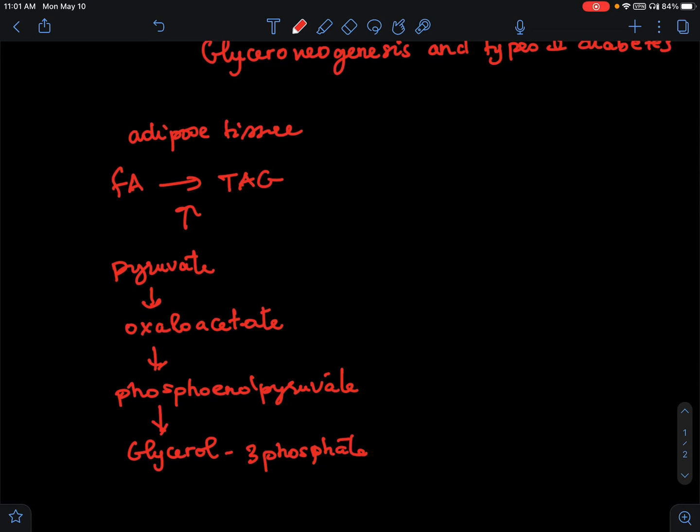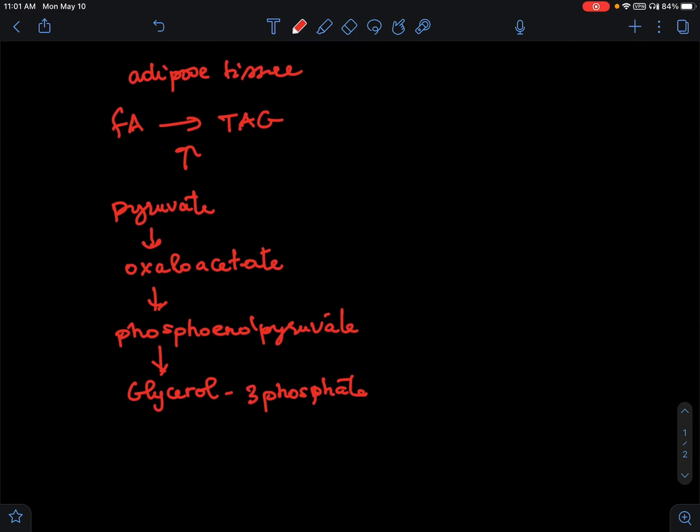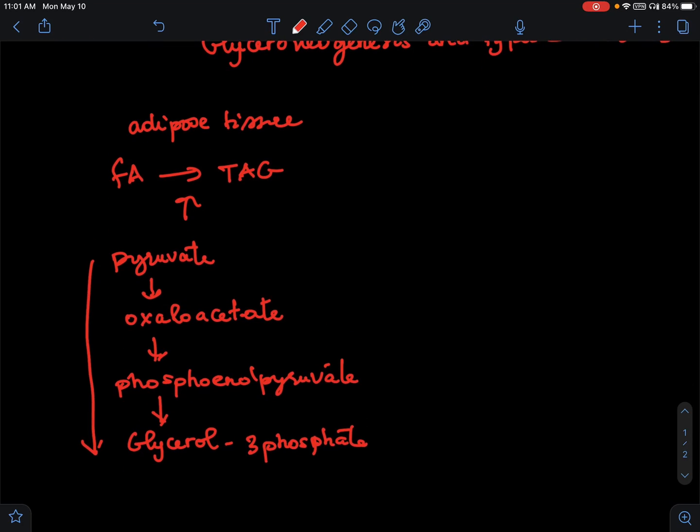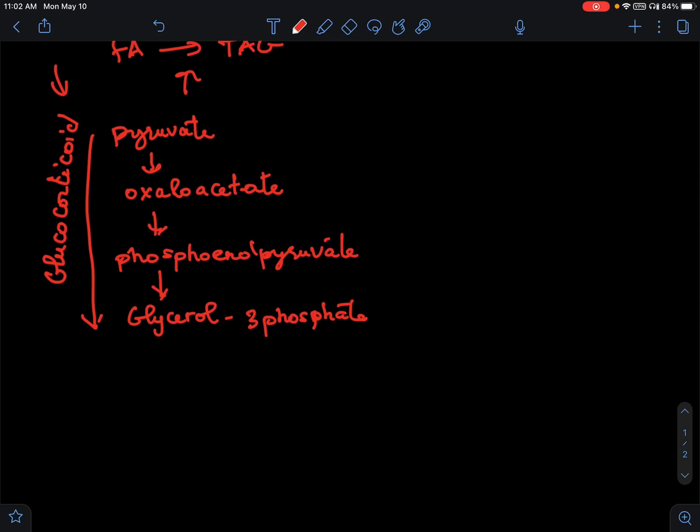Okay. So now we'll talk about which hormone will regulate the glyceroneogenesis. So the hormone that may regulate the glyceroneogenesis, which is the formation of glycerol 3-phosphate from pyruvate, is called the glucocorticoid, which is a steroid hormone. So the way it regulates the formation of glycerol 3-phosphate from pyruvate is by inactivating the enzyme called PEP carboxykinase.